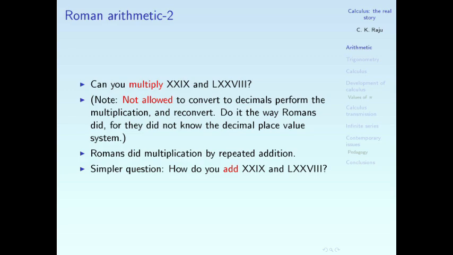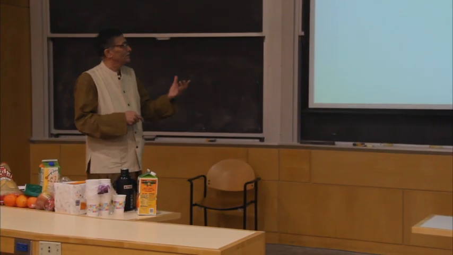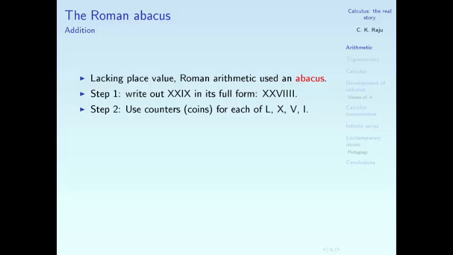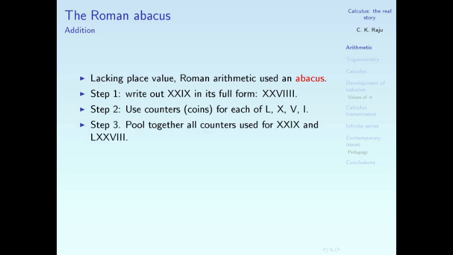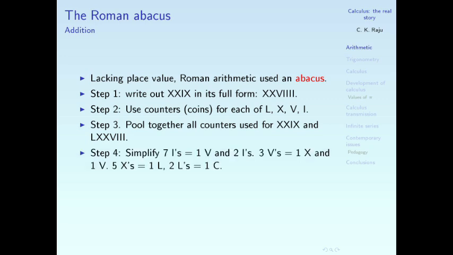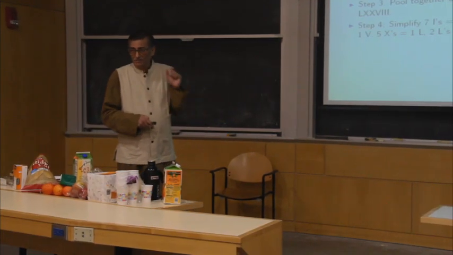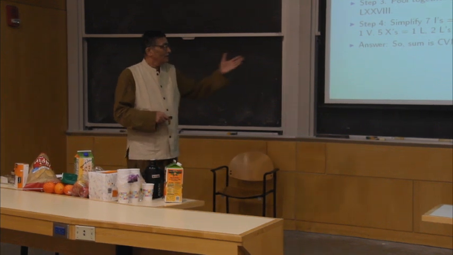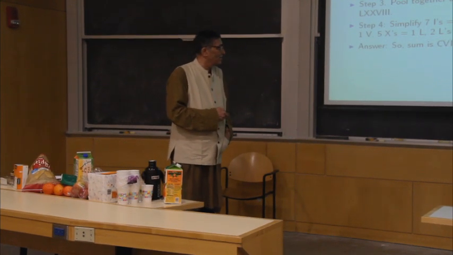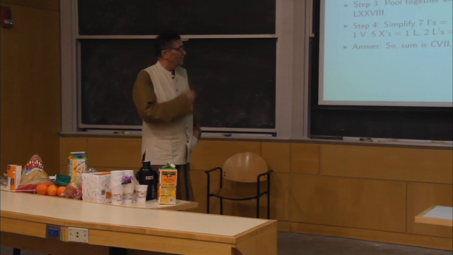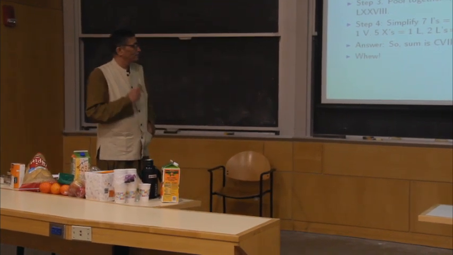Well, because they had no place value system, because they used an abacus, you have to think of these as counters or coins, and then you pull together all the coins for all of them and you simplify out and you get the answer. So it's not a very complicated process, but it's a very tedious process. Just a simple addition takes a long time. And the sum, of course, is 107. It comes out to be that much, but it's a very tedious process, so many steps.